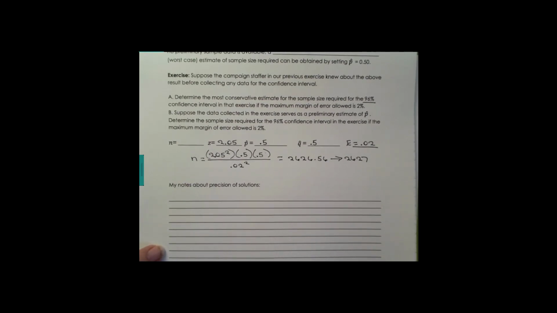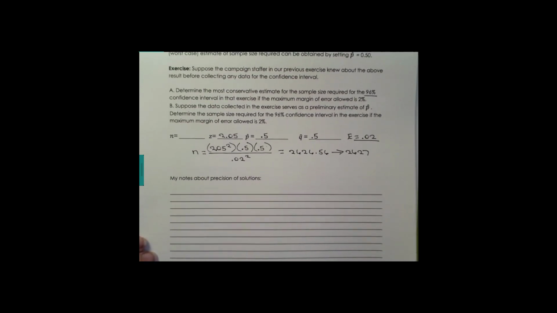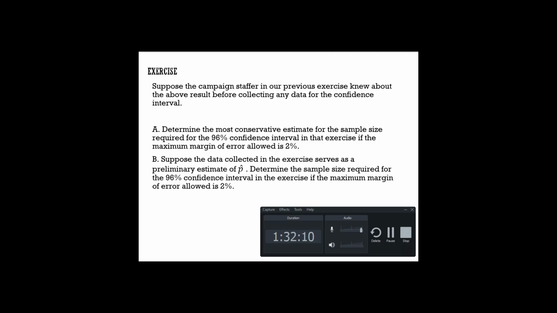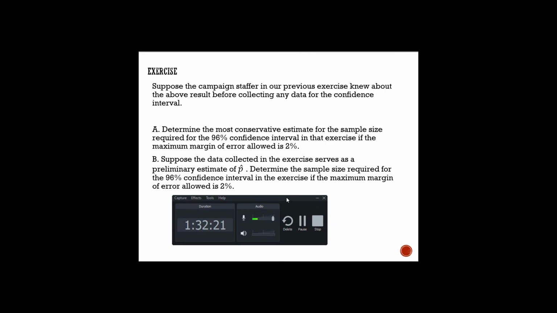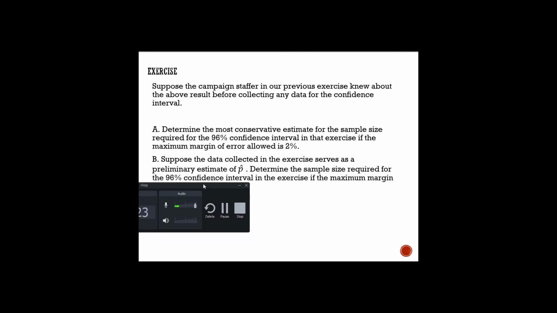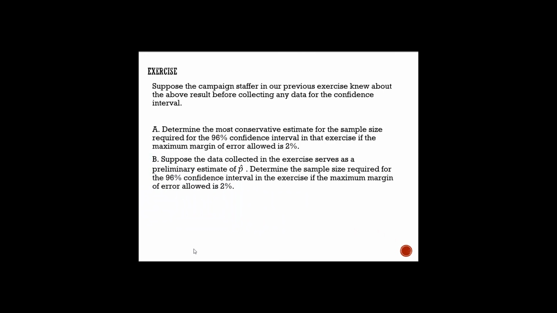Now, I've given you a little room to write your notes here about precision of solutions, and you might want a chance to go back and summarize what you've learned in this chapter. But what I really want to tell you about precision of solutions is this: since chapter 6 we have looked at rounding errors, and we've seen that they can really affect the final solution of a probability calculation.